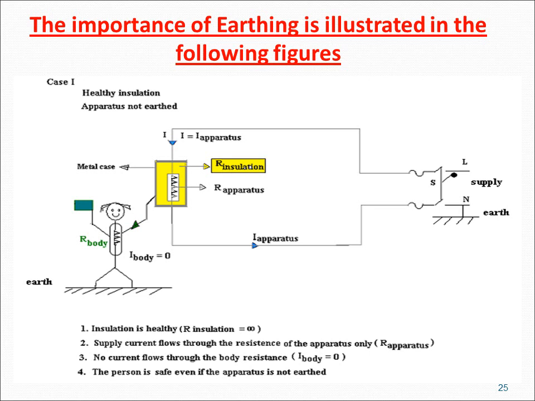So the supply current flows through the resistance of the apparatus only. No current flows through the body resistance. The person is safe even if the apparatus is not earthed. This is the first case.